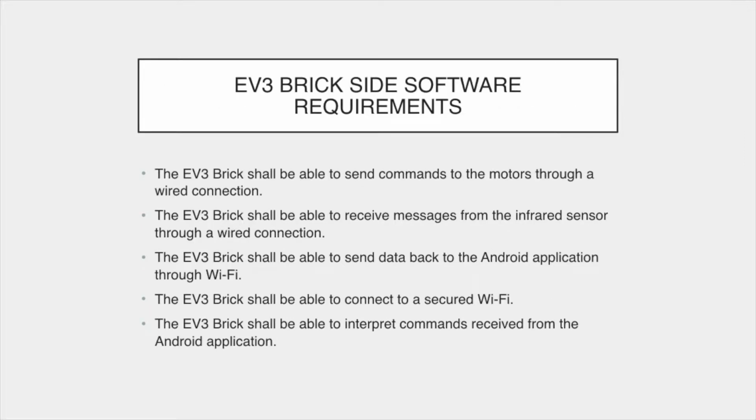The EV3 brick side requirements included: the EV3 brick shall be able to send commands to the motor through a wired connection. The EV3 brick shall be able to receive messages from the infrared sensor through a wired connection. The EV3 brick shall be able to send data back to the Android application through Wi-Fi. The EV3 brick shall be able to connect to secure Wi-Fi, and the EV3 brick shall be able to interpret commands received from the Android application.